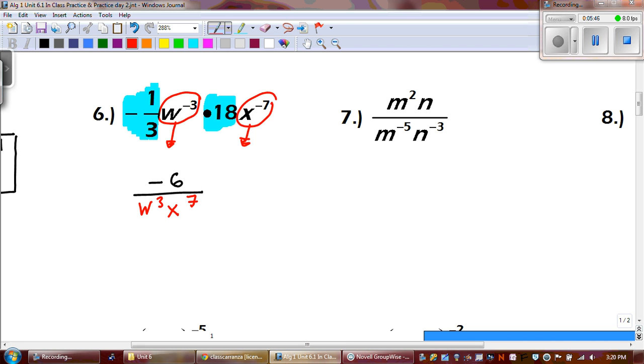And there's nothing you can do with that, guys. Nothing. Okay? So since I can't do anything, because the bases are different, that's our final answer. Negative 6 over w to the 3rd power, x to the 7th power.